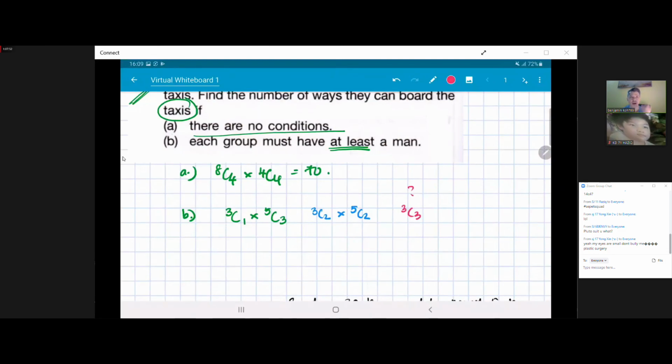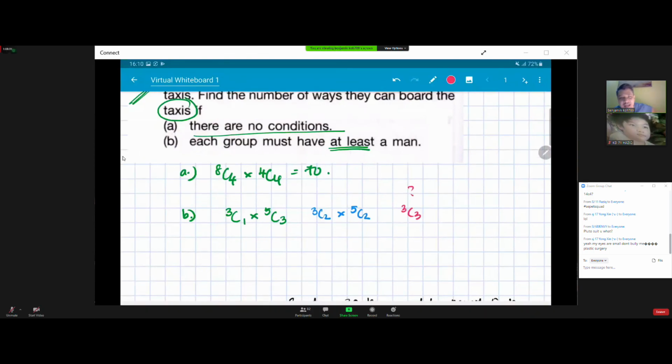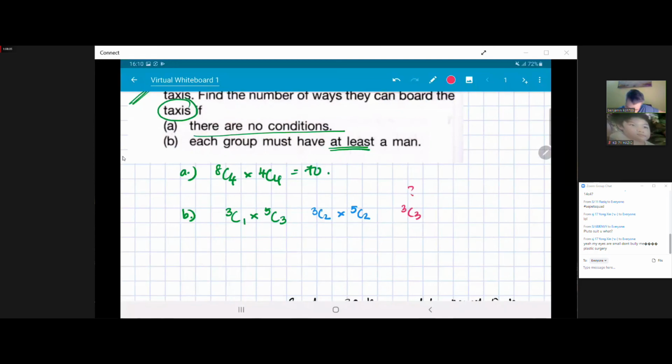Remember, the one in green is one possibility, satu kemungkinan. The one in blue, second possibility. Now I'm asking about the red one. Is there going to be a next possibility? You'll say no. Tak boleh. Not possible. Because 3C3 maksudnya, first taxi, you choose 3 men. That means the other taxi got no man. Tak boleh. Because it says here at least 1 man, that means each taxi paling kurang must have 1 man.